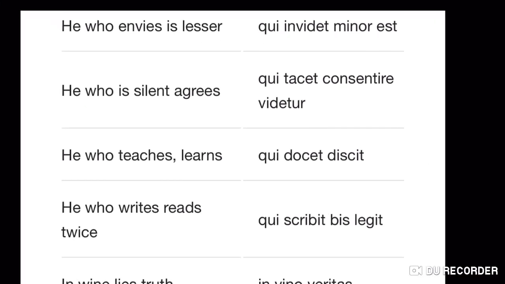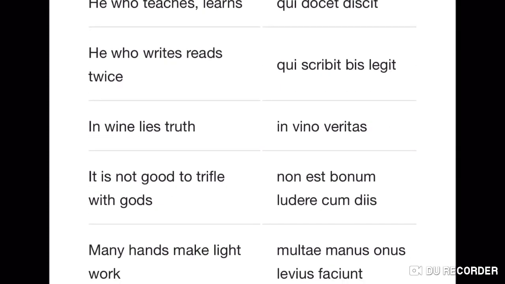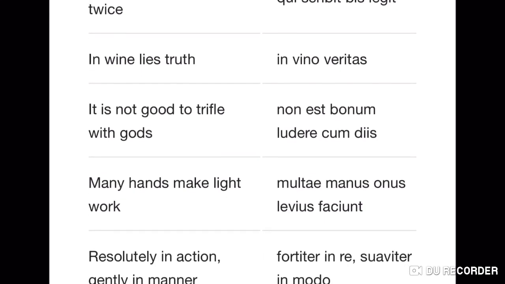Some more quick ones. He who envies is lesser. Qui envidet minor est. He who is silent agrees. Qui tacet consentire videtur. And we know we use the word tacit, tacit agreement. He who teaches learns. Qui docet discit. He who writes, reads twice. Qui scribit, bis legit. That's why it's always good to write things out.